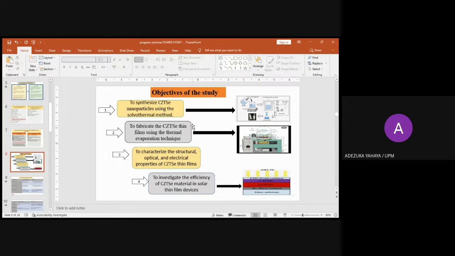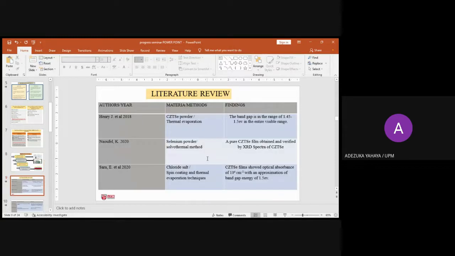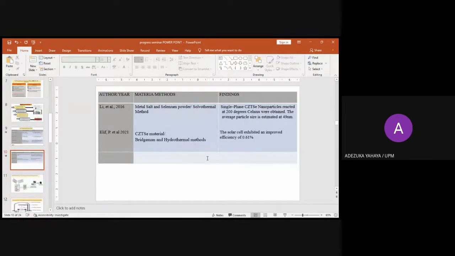After the fabrication, the next thing I will do is the characterization of the structural, optical, and electrical properties of the material. Next, I will investigate the potential efficiency of the CZTSe material for possible thin film application in solar cell devices. These are the literature I consulted, some of the literature I worked with.